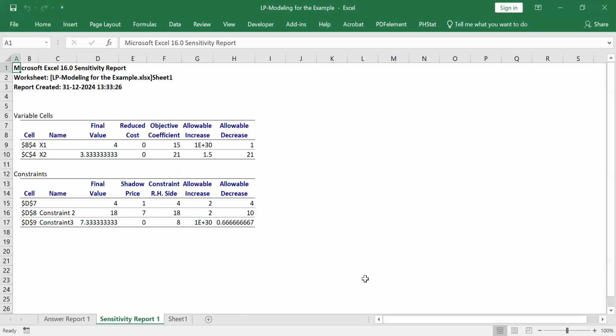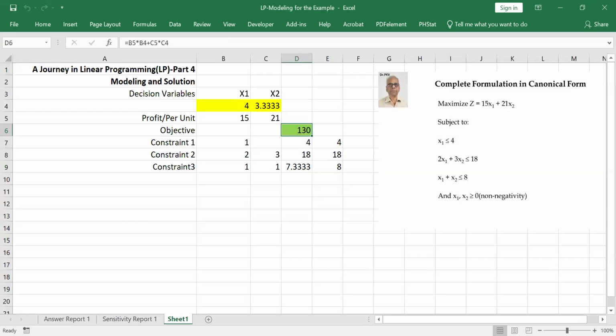So we have got the solution. I go back to sheet 1, and we have solved the problem. This is the solution: X1 equal to 4, X2 is equal to 3 1/3, 3.33. Maximum profit is $130. This is what you have got precisely in the graphical mode. In the next part, part 5, let us interpret the sensitivity analysis for decision making. Thank you very much. We will see you soon in the next video.